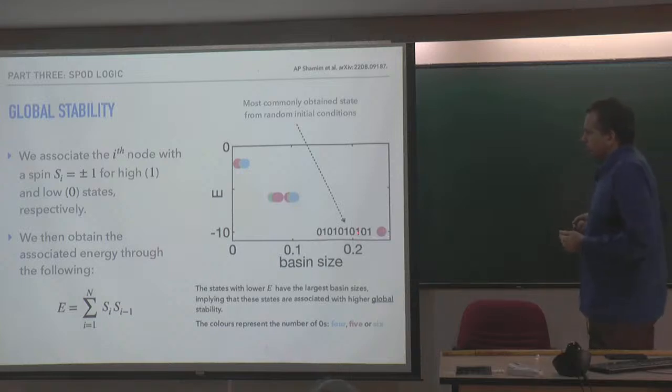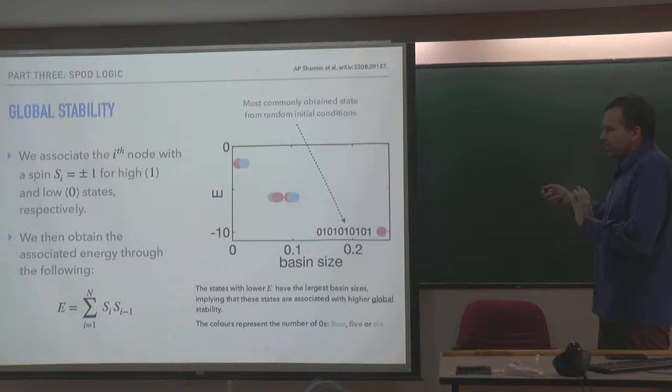So here, this is a site with the largest basin size. In order to understand this, we came up with an energy function that describes the energy of a site in terms of a spin. We assign a +1, -1 for high-low states, and we obtain the energy function through this simple formula. And it turns out that this particular site is associated with the lowest energy.